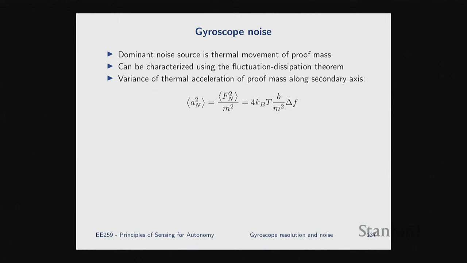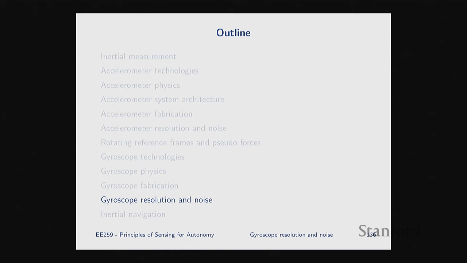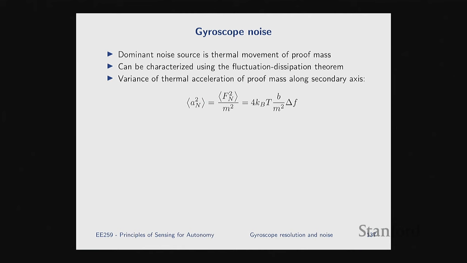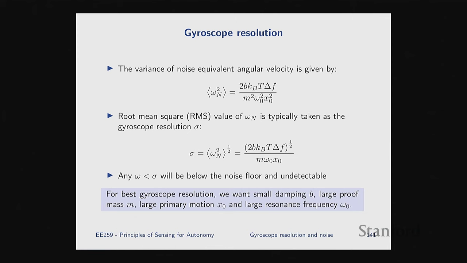Okay, let's also talk a little bit about noise and resolution in gyroscopes. Again, I'm not going to go into the detail of the fluctuation dissipation theorem and all that. You can read about it. But the main takeaway is that, just like the case of accelerometers, you can come up with analytical expressions for the variance or the standard deviation of the noise that the device experiences. And these are, again, due to thermal effects, right? So thermal effects cause these random vibrations of the proof mass, and they are going to show up as some random angular velocities in the device. The expression for the RMS value, or the standard deviation of the noise, is given by this.